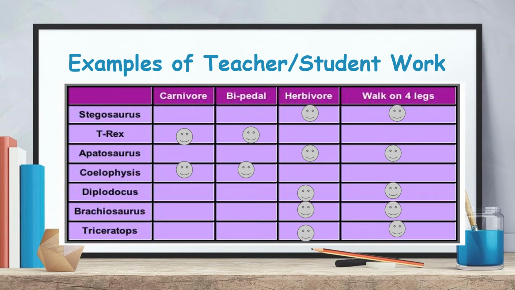Once the matrix is complete, the students should have a discussion about the reasons why they answered the questions that way. Look at how clearly the students can see the similarities and differences between the dinosaurs while using our target vocabulary words: carnivore, herbivore, and bipedal.